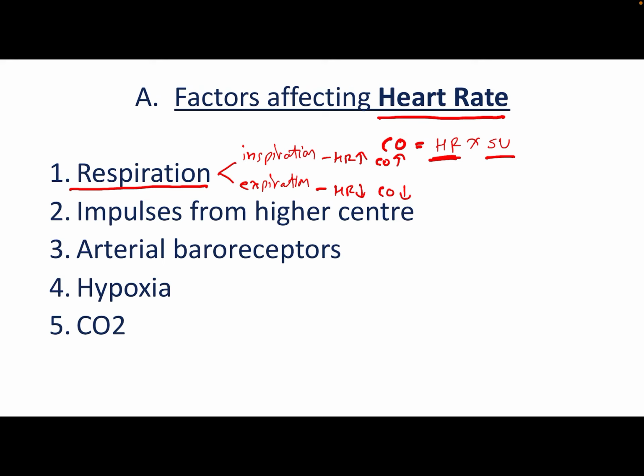Then impulses from the higher centers. These higher centers are generally the hypothalamus and the limbic system.